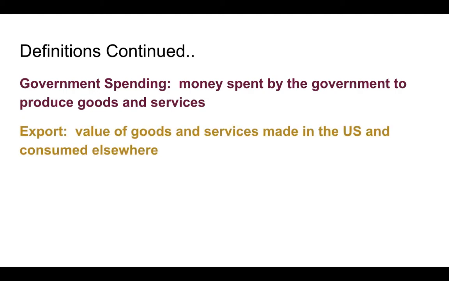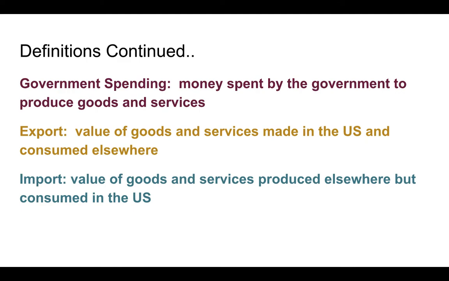Exports, so it's the value of all goods and services made in the U.S. and consumed elsewhere. Cotton, right, we talked about in our t-shirt lesson, American cotton being sent out to other places. That is an export. Made in the United States, sent somewhere else.